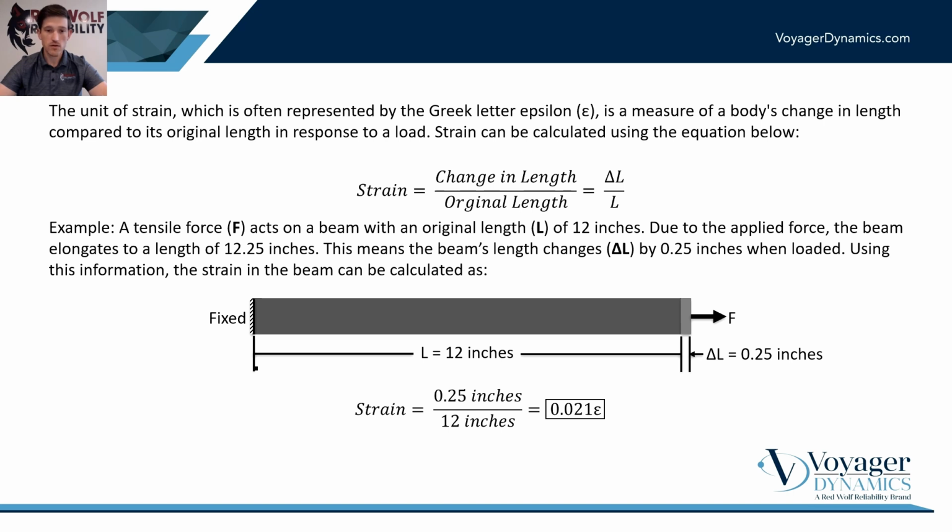We have a tensile force that acts on a beam where the original length is 12 inches. Due to the applied force, the beam elongates to a length of 12¼ inches. That gives us a change in length of 1/4 inch when loaded. Given this information, we can calculate the strain that the beam experiences by taking 1/4 inch divided by the original length of 12 inches, which gives us a strain of 0.21 strain.